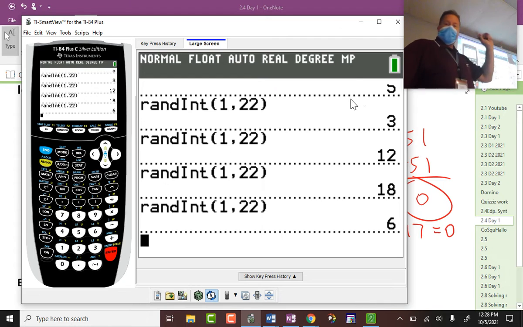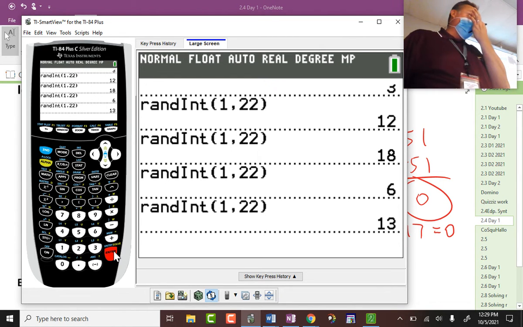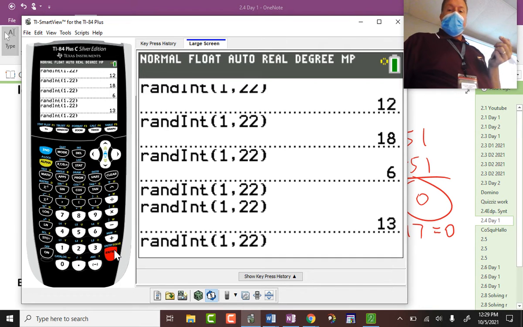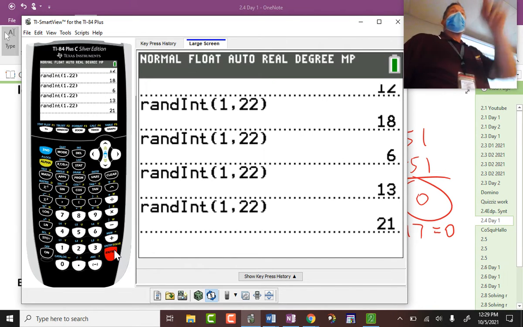Student number 6. That's another no. It seems like this calculator knows who's not here. 13. Is that a no? Is that Scott? Hi, Scott. 21. Nice. All right, here we go.